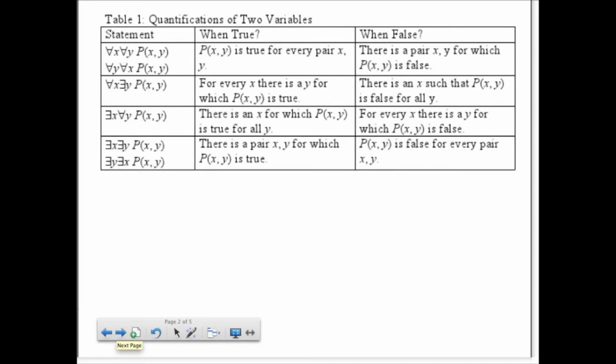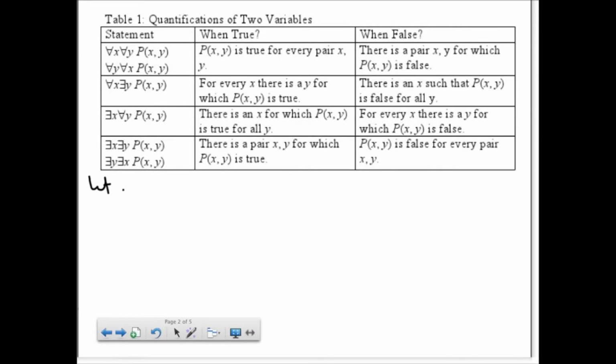Now moving on to the more complicated cases. We can consider the second and the third row of table 1. Although they look similar, the variables are bound differently. In the second row, the statement is saying that for every x, there exists a y such that the predicate p x y is true. On the other hand, in the third row, the statement is saying that there exists an x such that p x y is true for all y. This may be difficult to understand, so we will illustrate this with an example.